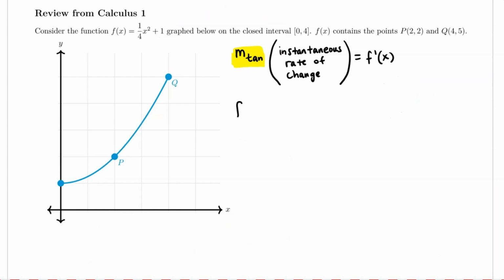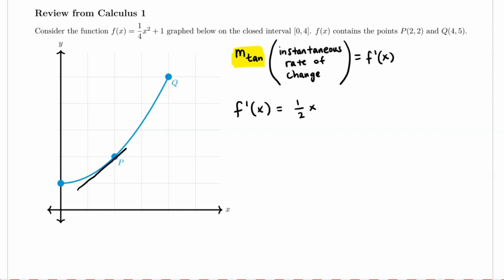So again, I just want to reiterate, we found our derivative function f prime of x to equal 1/2 x. The reason that we care about this function is now anywhere along my original function, I can find the slope of the tangent line or the instantaneous rate of change. So let's find it where we were originally looking.